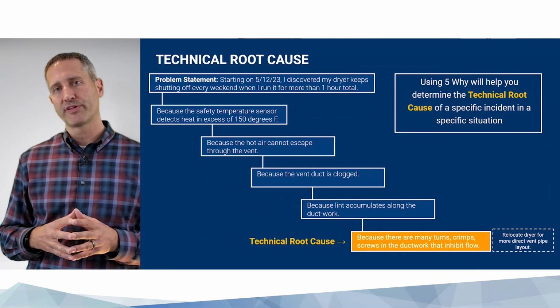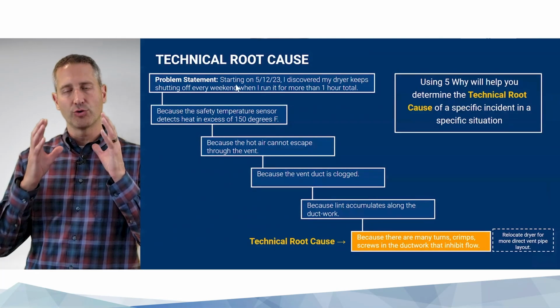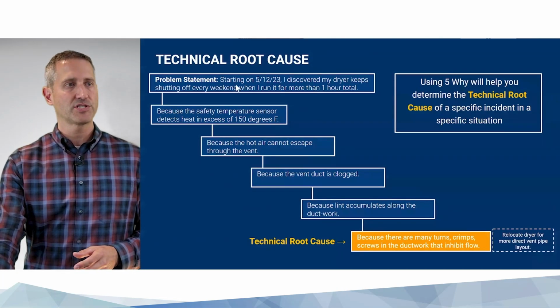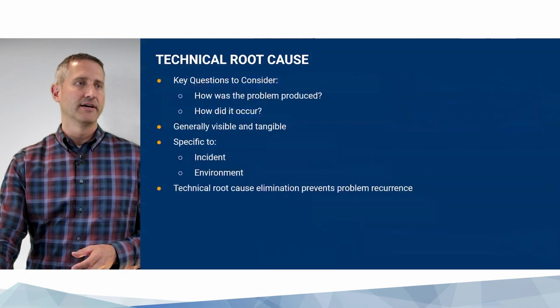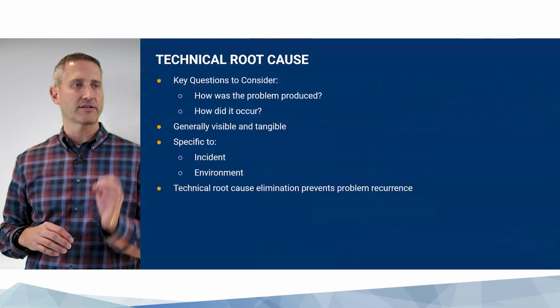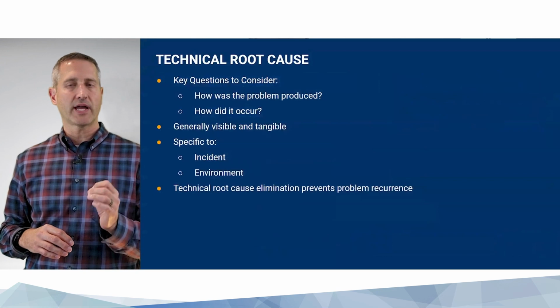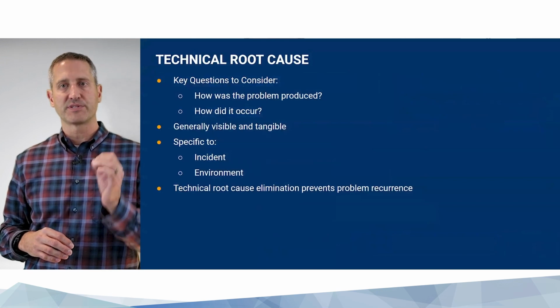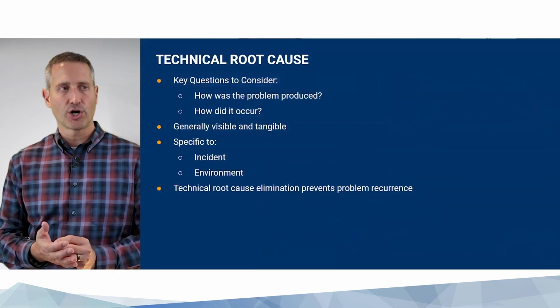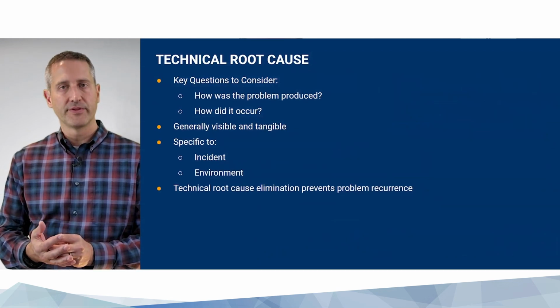That's specific to me. That may not be a problem for my neighbor. That may not be a problem for the building down the street. And that's a key point when we're thinking about technical root cause. Technical root cause is very specific. So let's talk a little bit more about that. When we're thinking about technical root cause, we want to recognize that we're looking at a specific incident. How did it occur? How was the problem produced?